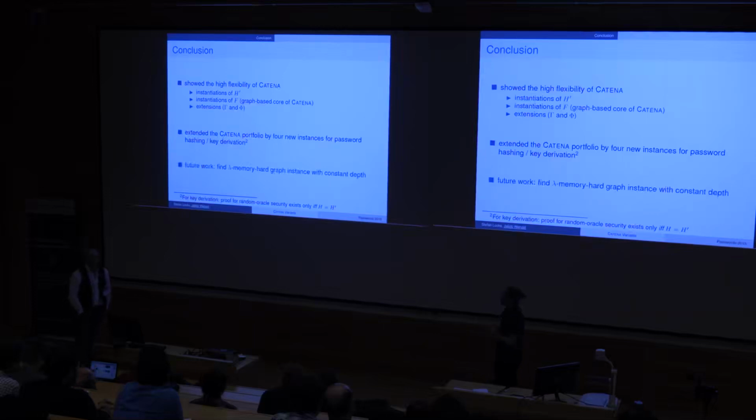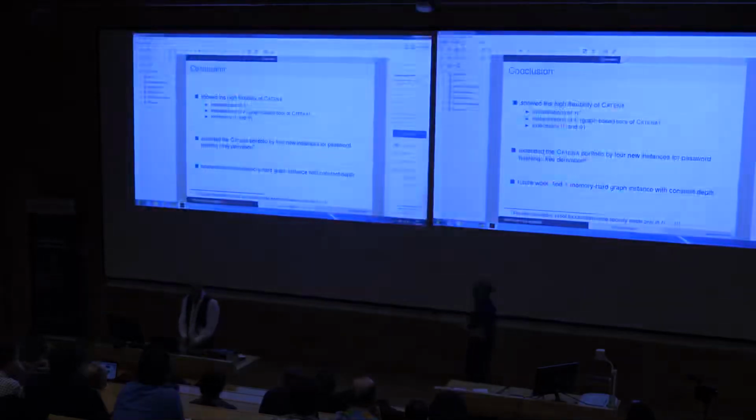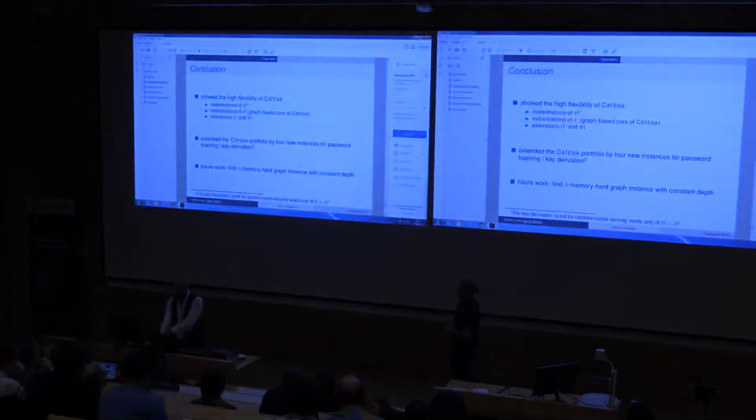The future work would be looking at different graph instances where we want a lambda memory hard graph instance but with a constant depth. The most complex graph which I've shown grows in depth if it also grows in width. But we want to have a constant size graph, at least for the depth.